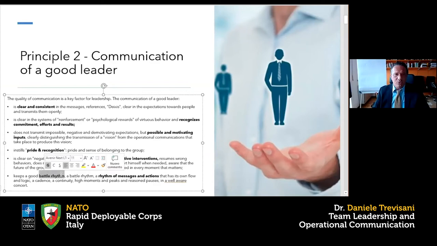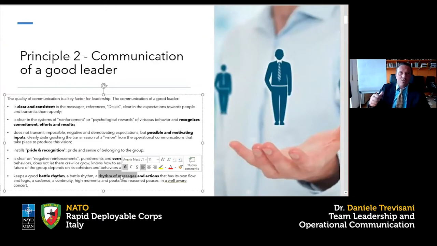And then you have to keep a good battle rhythm. A good battle rhythm is the rhythm of messages and actions. So a good team leader does not communicate just once every week or so, but several times a day there is a flow of communication and a good battle rhythm, which is also a term used in strategic analysis. And now we can step to a different area.